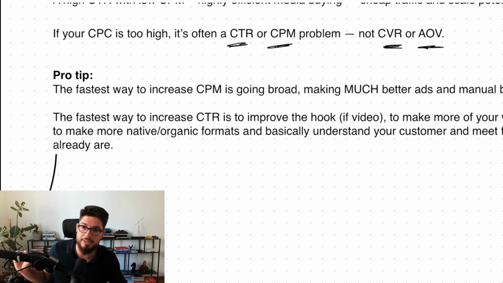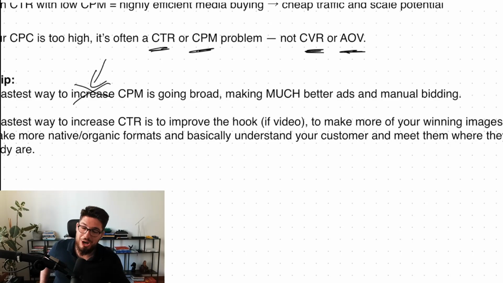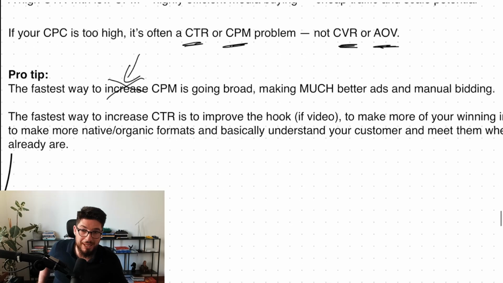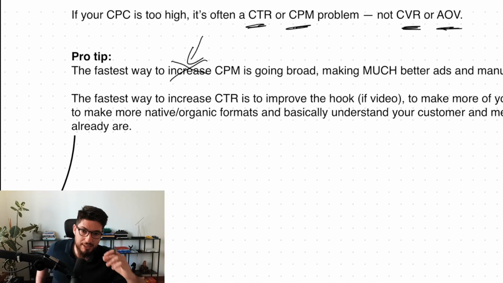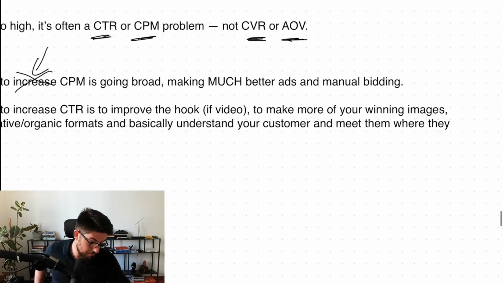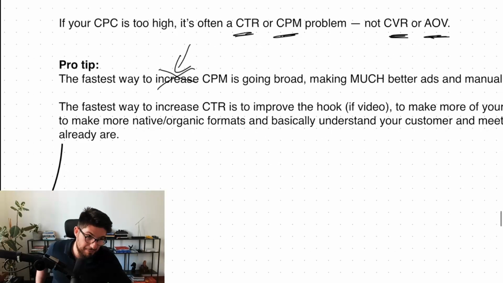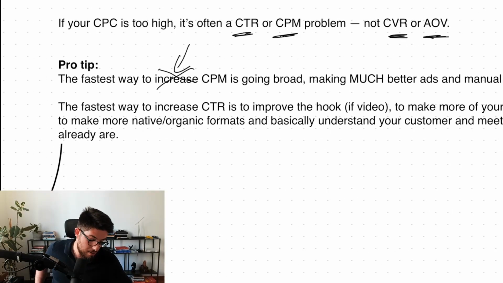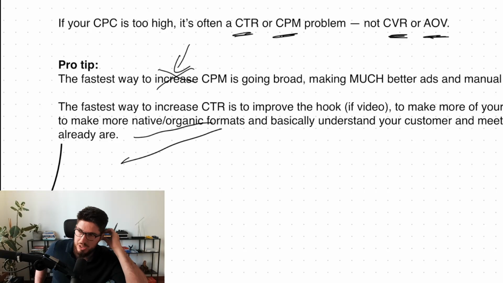Last one, pro tip on this. Fastest way to decrease CPM is going broad, making much better creatives that Facebook rewards, and manual overbidding. And then the fastest way to increase CTR, improve the hook if you're running video, make more of the winning images that produce a good CTR, make more native or organic formats, as I explained in a previous video that you can watch. I think it was last week or last 2 weeks.